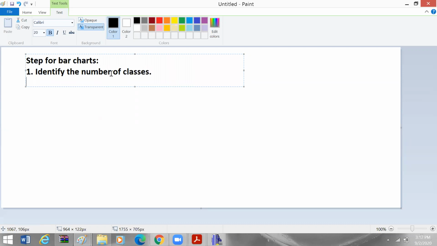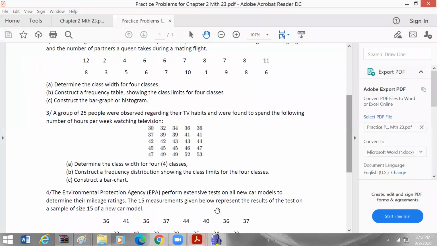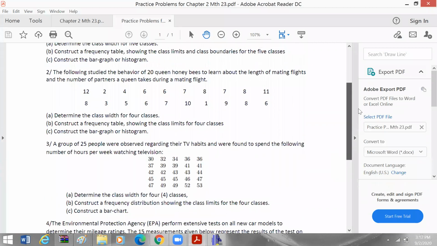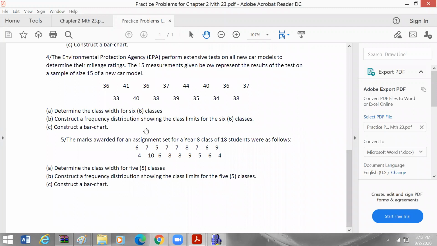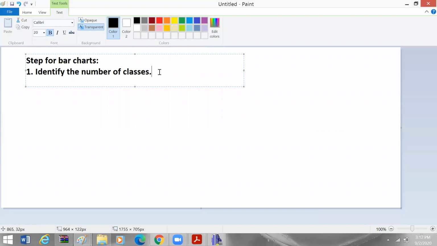So in this case, we can read that there will be 4 classes, but there will be some questions that ask us to do 5 classes. There will be some questions that ask us to do 6 classes. I feel 6 classes would be too much. So usually 4, 5, or 6. Second, we're going to identify the biggest and the smallest data value.